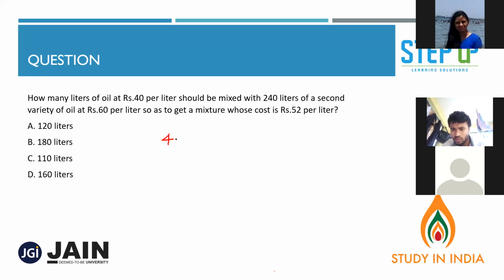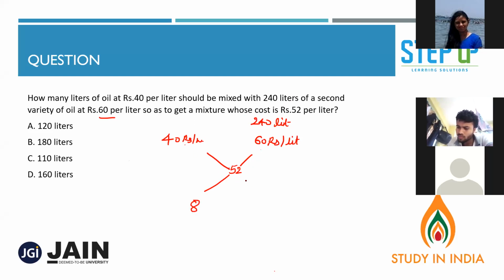So 40 rupees per liter should be mixed with 240 liters of the second variety, which is 60 rupees per liter. Right? And the mixture is costing 52 rupees. So what we will do, Sandeep, from what should I subtract what? Correct. So 60 minus 52 will be 8, and 52 minus 40 will be 12.